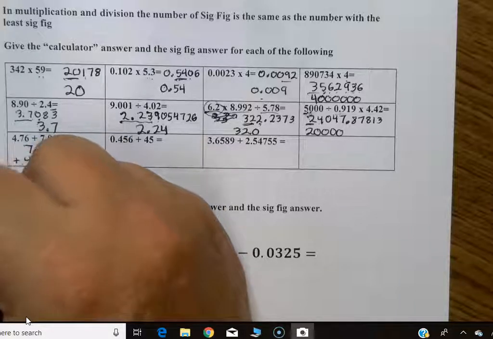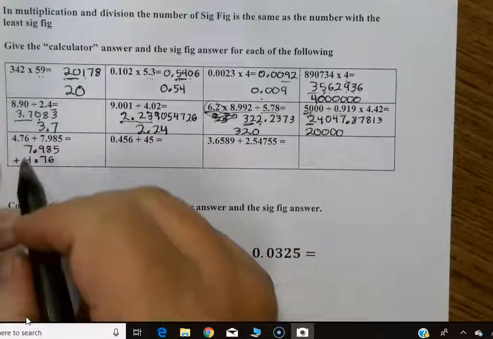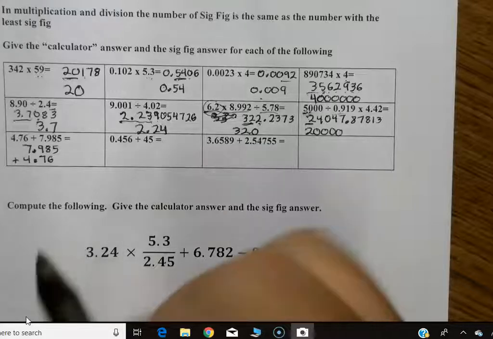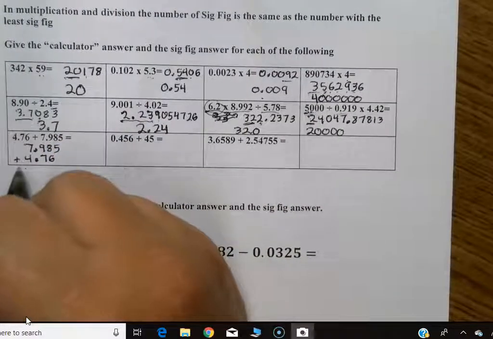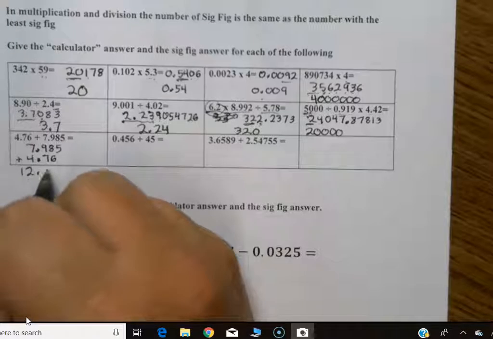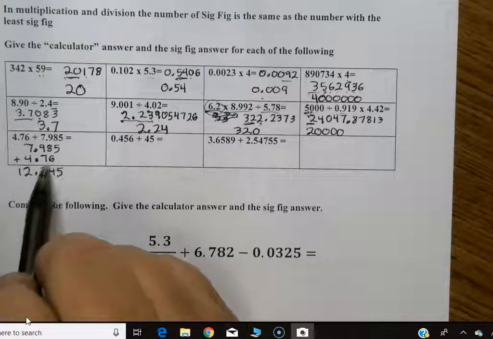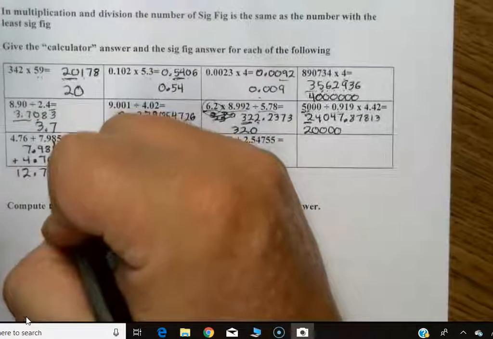Plus 4.76 goes there. You have to line up decimals for addition. And when you add those two numbers, what you get is 12.745. But you only have two places after the decimal. Here you have three here. So you just draw a line down there. You cut it off right there.